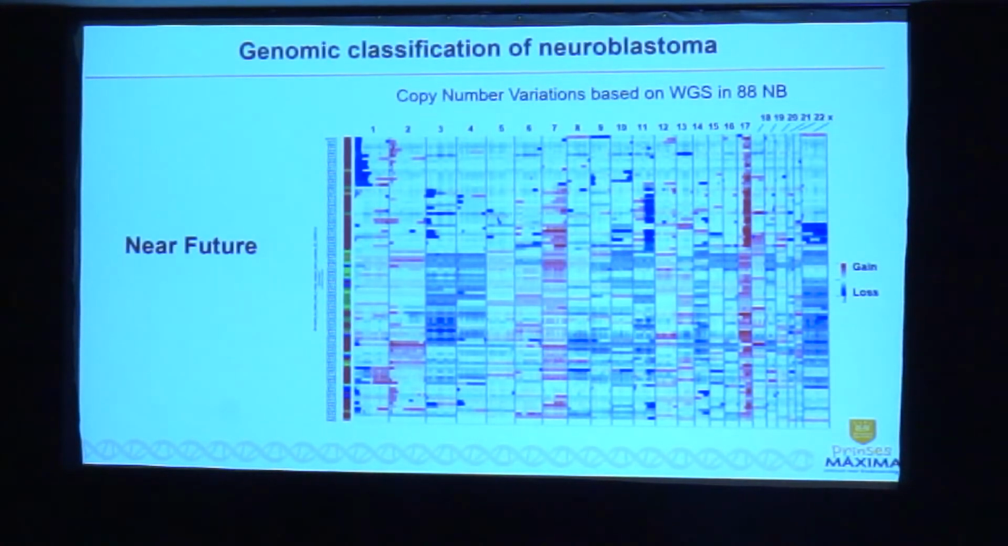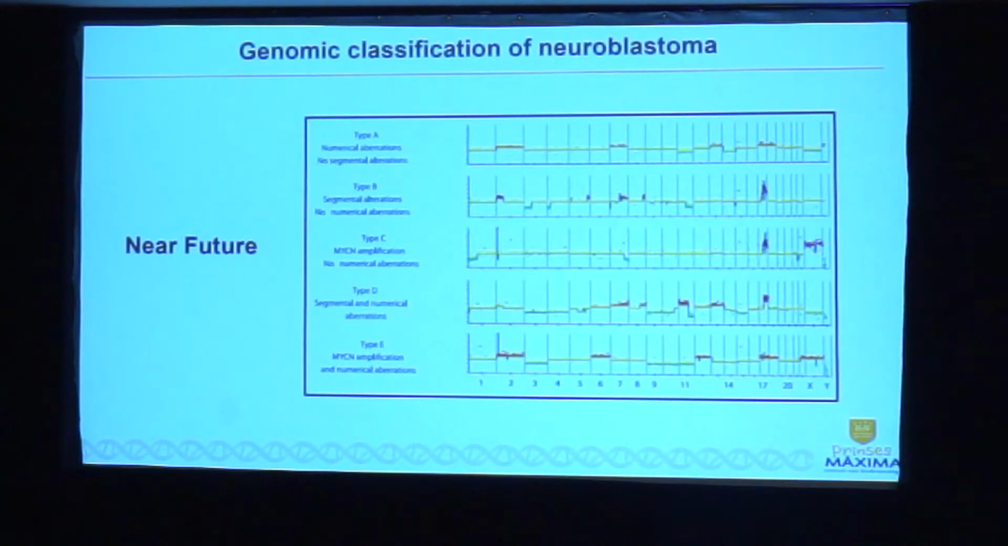So maybe we could use this data as an indicator, and that was published by the group of Delattre and Speleman, where they proposed a subdivision in 5 subgroups, 3 without and 2 with MYCN amplification. So we have type A, which just have the numerical aberrations.